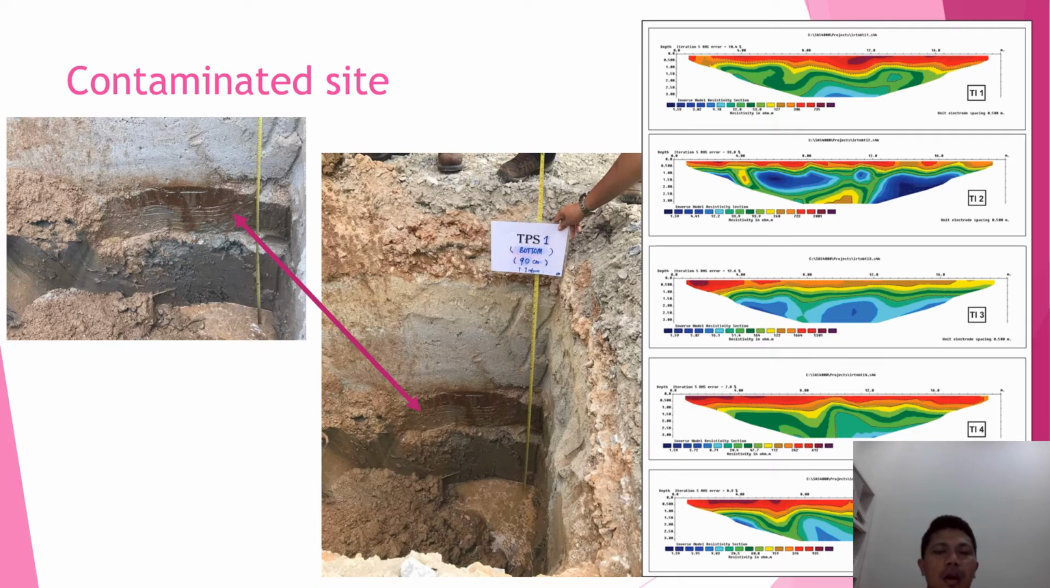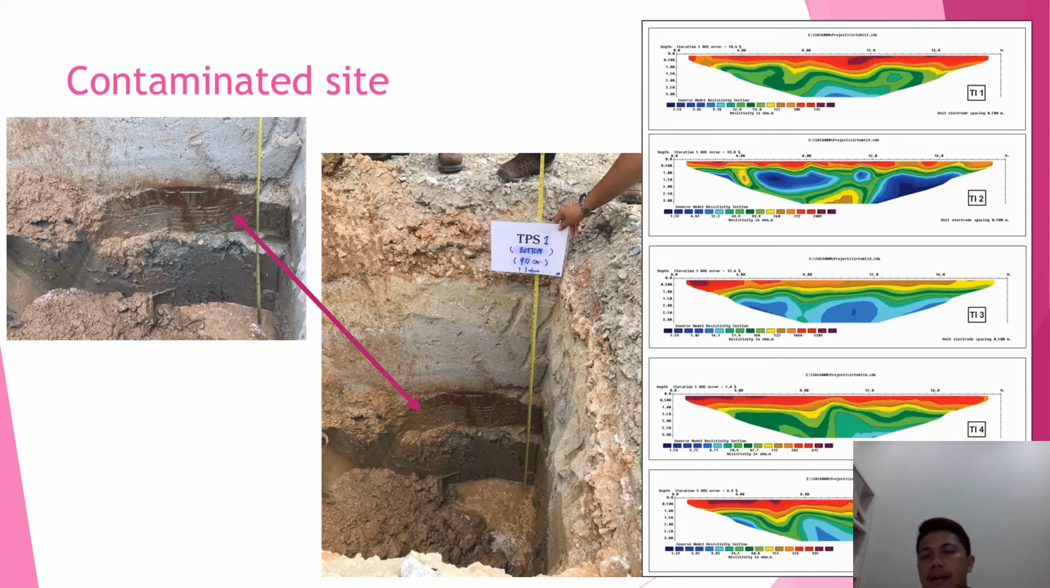So they use the trial pit to see the profile. So I try to zoom. This is what they call the oil layer. At the top they have premix, they have clay material, and then the water level there, you can see the oily water with the oil.